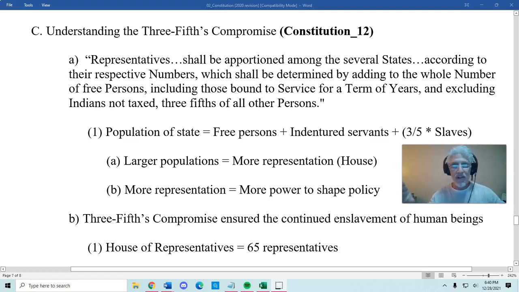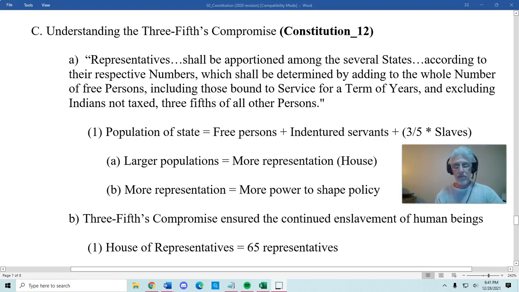Okay, I know that doesn't make any sense, but let me break it down for you, because basically that's just a math formula for how we're going to count the population of a state. And this was hotly debated. Not just how, but more importantly, who are we going to count as part of the population of a state? In terms of a math formula, the population of a state, as written in the Constitution, equals all of the free people plus all of the indentured servants, that's the phrase, those bound to a service for a term of years, plus 3/5 of all the slaves.